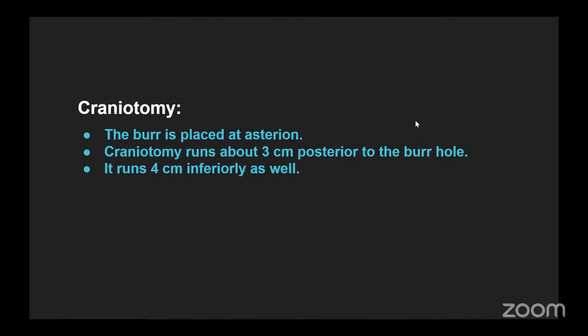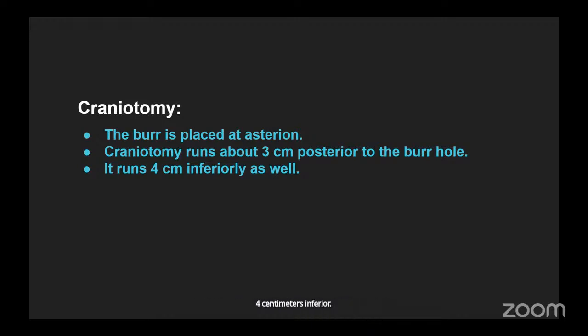Then what happens is, as long as you're on the muscle, it's still going to be a relatively straightforward approach. Once the bone work starts, it becomes slightly problematic in terms of the vascular structures which are underneath our craniotomy, right? The burr is going to be placed at asterion, which means we are going to be very near the junction of the sigmoid sinus and the transverse sinus. And the craniotomy is going to go 3 centimeters posterior, 4 centimeters inferior.